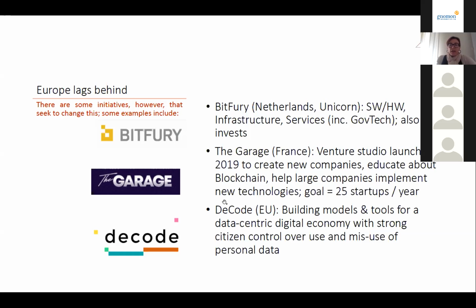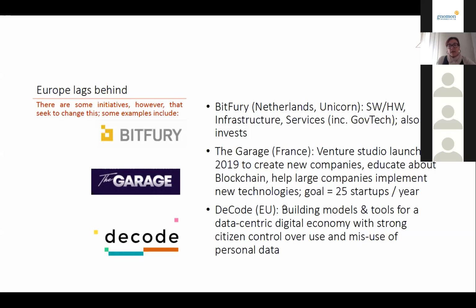Last year in France, there's a new incubator. Actually, it's a venture studio that was launched called The Garage. And their goal is to create up to 25 startups a year, blockchain startups. So that's going to definitely have a really big effect, I think, on growing the ecosystem.